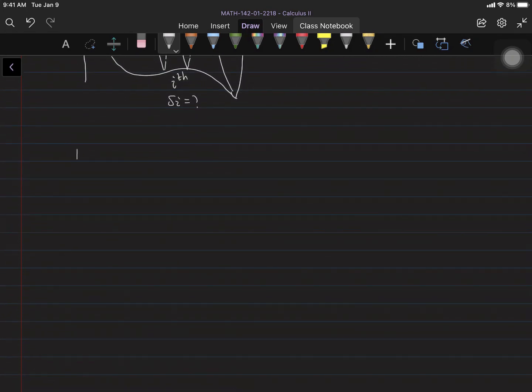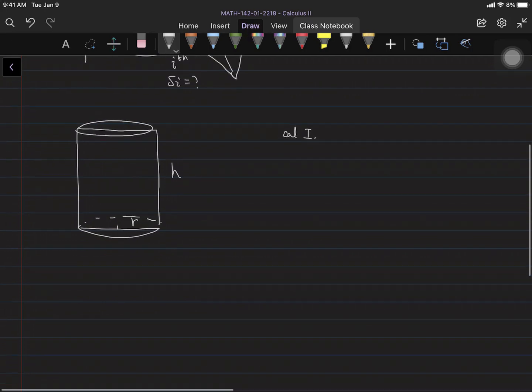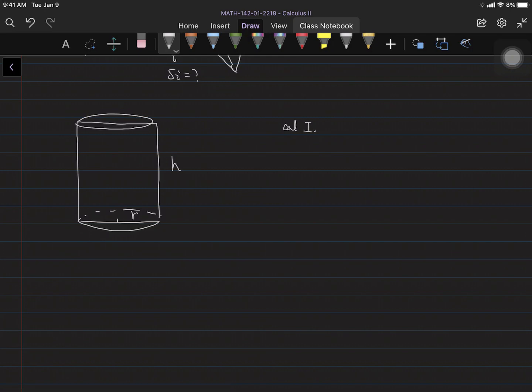Firstly, let's take a look at the cylinder. If we have a cylinder with height h and radius r, what's the surface area of this cylinder? Think about calculus 1. When we learned calculus 1, we did the optimization problem, where we want to use the least material to build a certain volume. Do you still remember that kind of problem? So what's the surface area? Let's have a review.